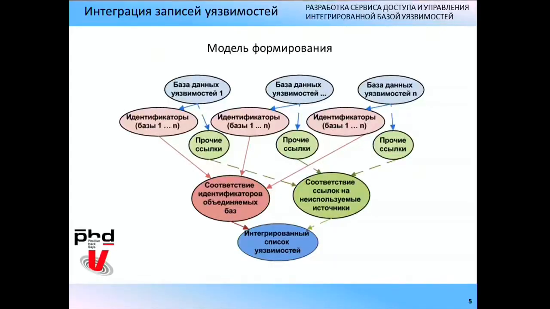In this slide, we have a model of setup where integration is made on the reference links from different bases to one another. That's identifiers of the used bases and other links. And we have cross-reference with primary and secondary. And then in the future we get in the output an integrated list of vulnerabilities.